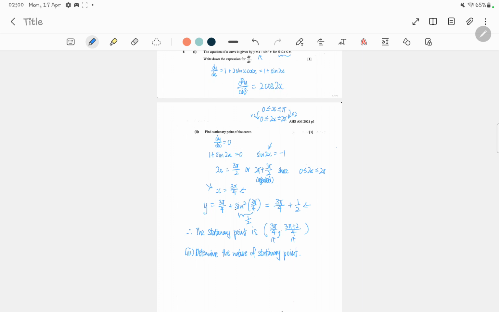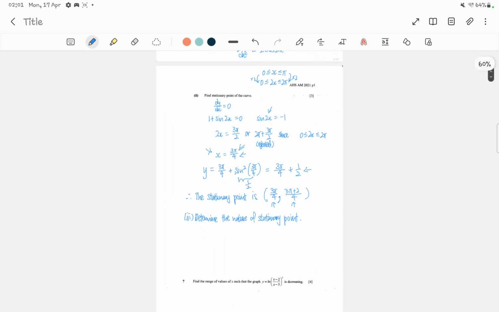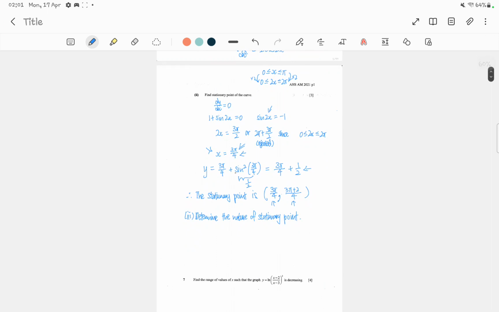Now if you substitute the x coordinate of the stationary point over here, 3π/4, in here, you will realize that you get d²y/dx² equals 0 after substituting the x coordinate of the stationary point. So it is inconclusive. In that case, you would be required to do the first derivative test.